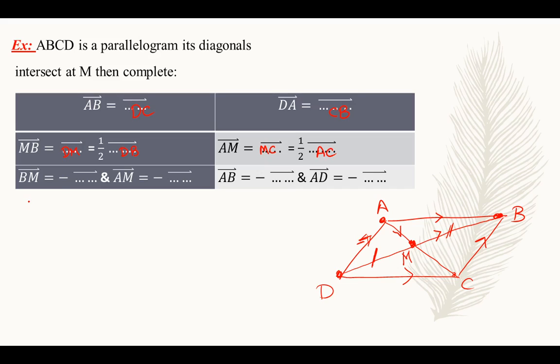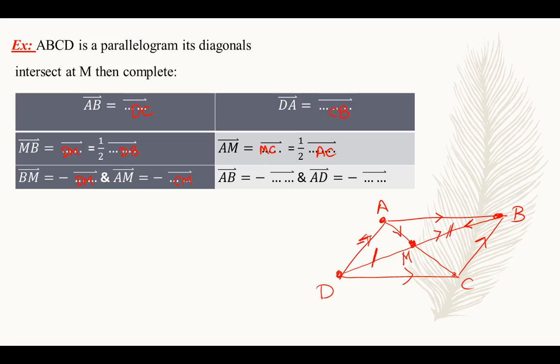Here BM equals negative DM, because they are equal in length and opposite in direction. AM again equals negative CM.